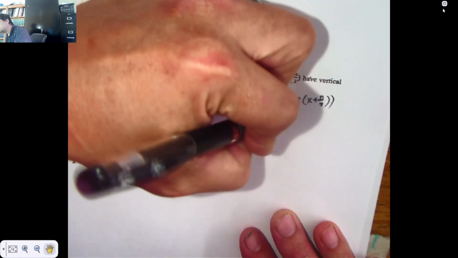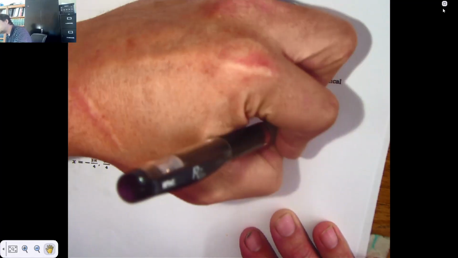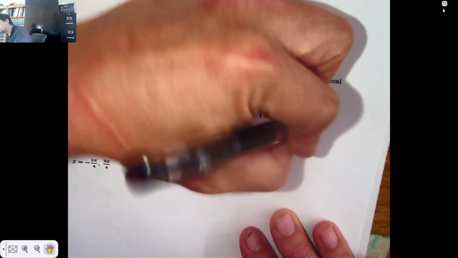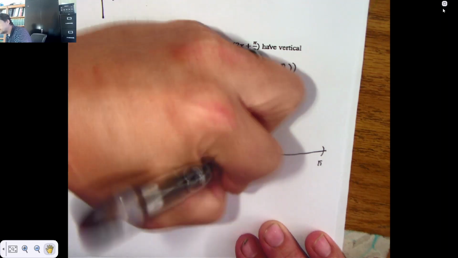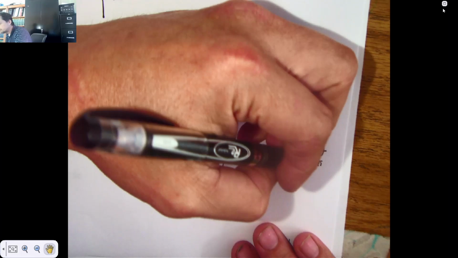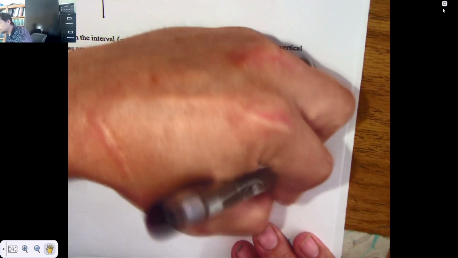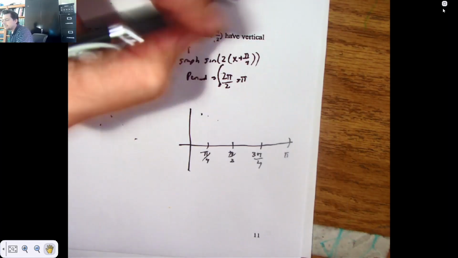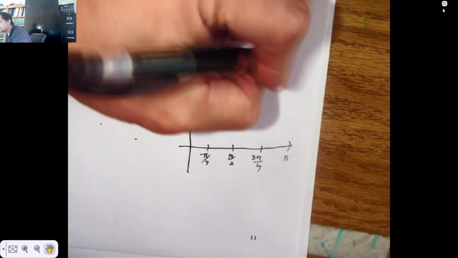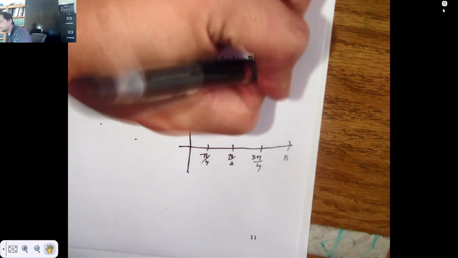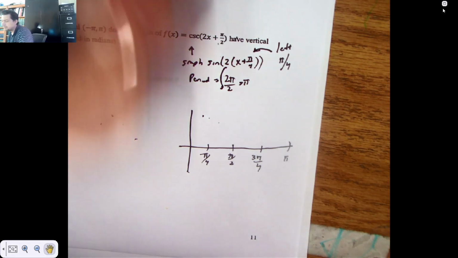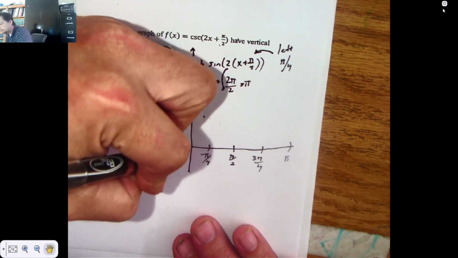My period here is going to be 2 pi over that 2, which is pi. So I'm going to go from 0 to pi. Halfway between is pi over 2. Halfway between that's pi over 4. Halfway between that's, what, 3 pi over 4. And let's see here. This is my phase shift. I am left pi over 4 because it says plus. So I'm actually going to fall back.